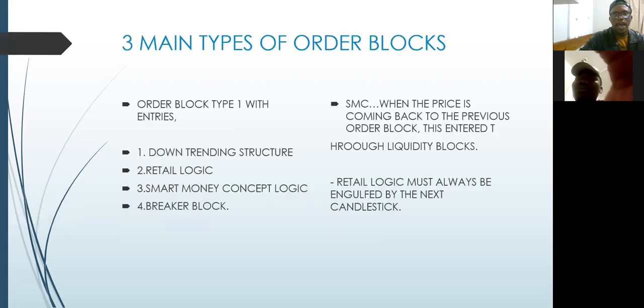There are three main types of order blocks. The first one is the downtrending structure order block. The second one is a retail logic structure order block. The third one is SMC logic structure order block. The SMC is the smart money concept order block.